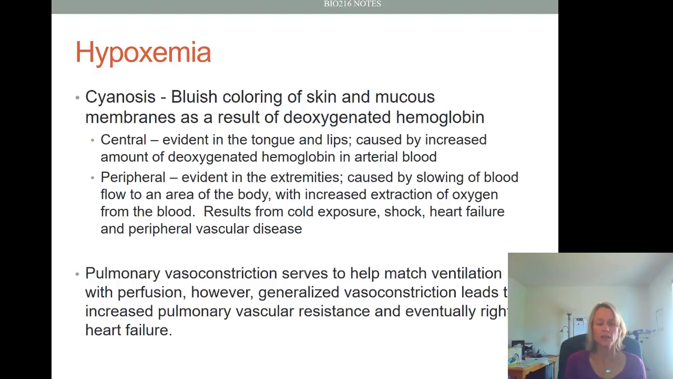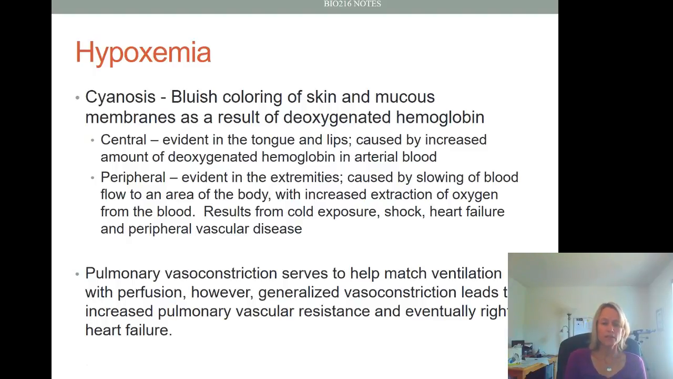Peripheral cyanosis can be seen in the extremities, and this can be caused by a slowing of blood flow to an area, because then that will result in an increased extraction of oxygen into the tissues from the blood, resulting in deoxygenated hemoglobin. And this can be due to cold exposure, shock, heart failure, and peripheral vascular disease, where we're not adequately perfusing.